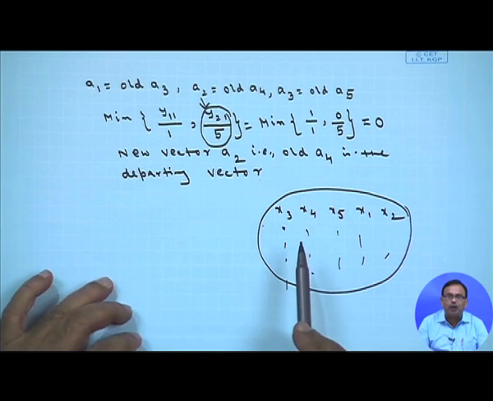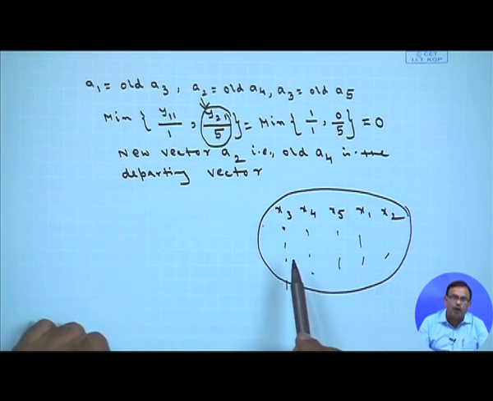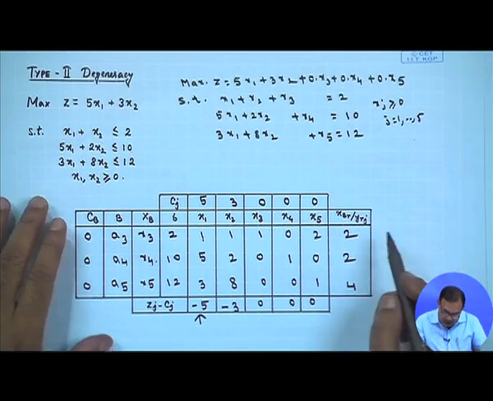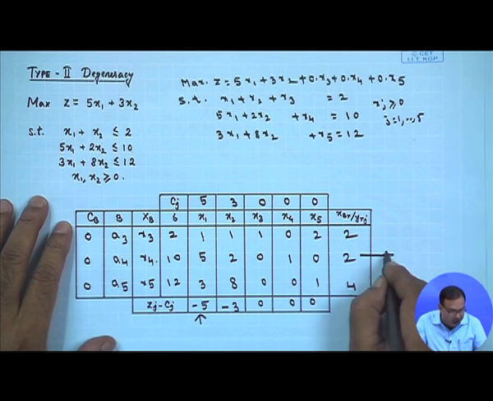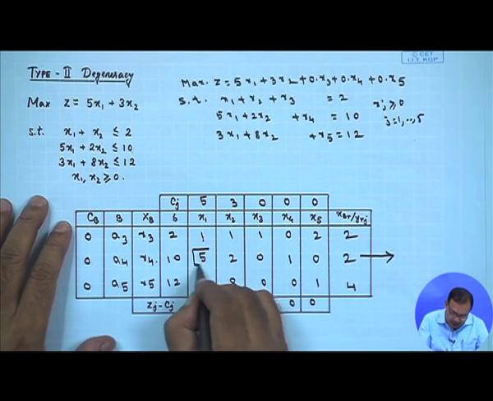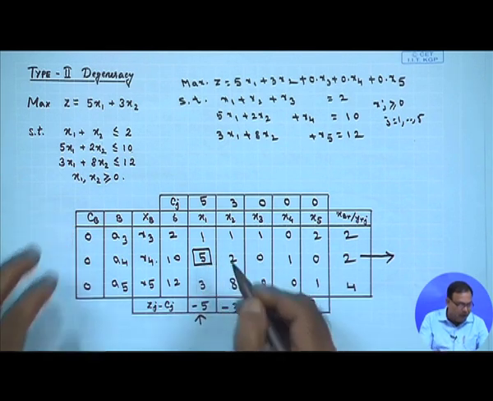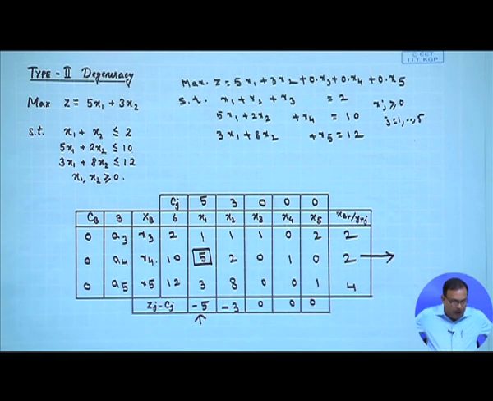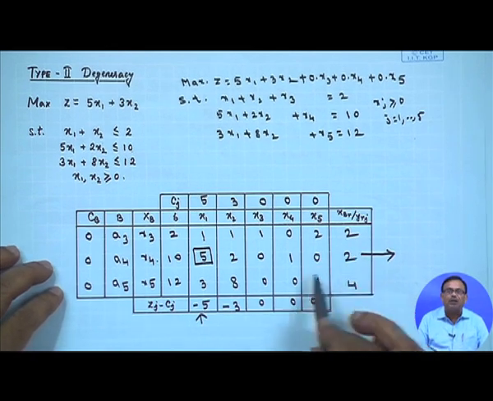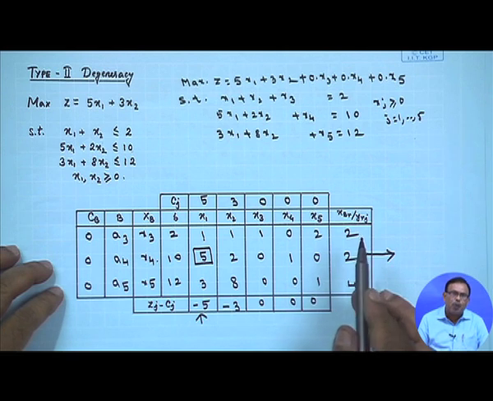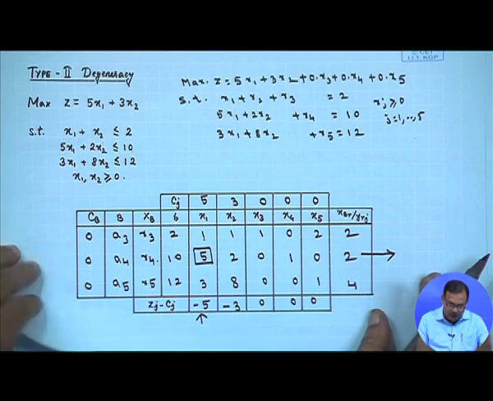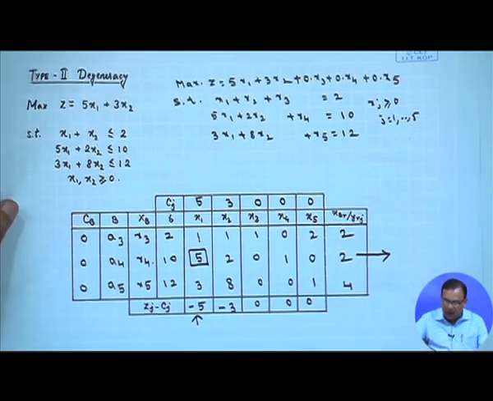So, new vector A2, that is old vector A4, will be the departing variable. So, now here A4 is the departing variable. Since A4 is the departing variable, your pivot element is this one. Like this way you are just finding out whenever there is a tie, by this method, which vector will be the departing variable. So, now let us go to the next column.